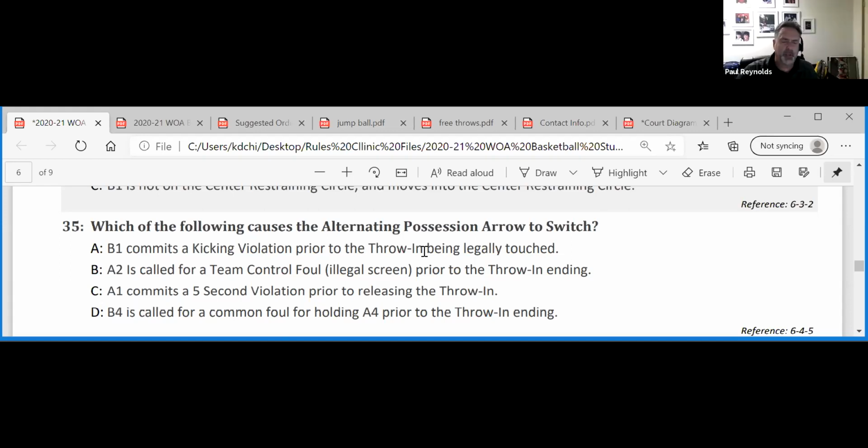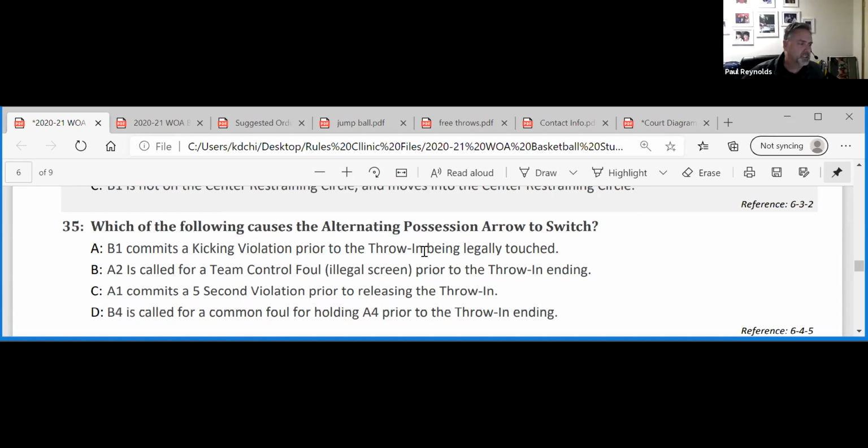I'm trying to remember, when I was doing the scoreboard for the games, you had to wait till they actually threw the ball in and they were moving up the court. Then you switched the arrow. You were always supposed to wait before you switched the arrow. Let's say you hand the ball to A1. You don't switch it then. You wait till A1 throws it in, and it has to be legally touched.